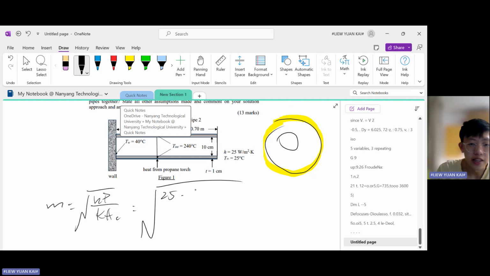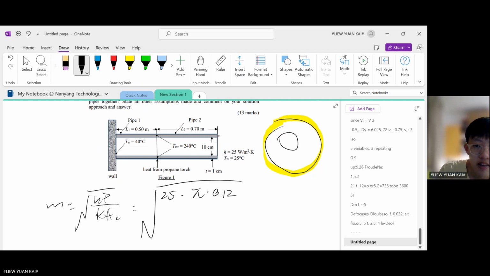So the outer one is given by pi D, so pi times 0.12. How do I get 0.12? They already told me that, look at this. This thickness is 1, this internal diameter is 10, and this thickness is also 1. So you take 1 plus 10 plus 1, which altogether is 12. That's why 12 centimeters in meters is 0.12. Divided by the conductivity and then the area. So the cross-sectional area refers to this one.